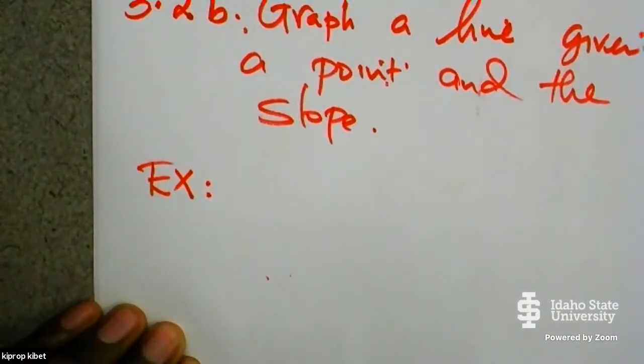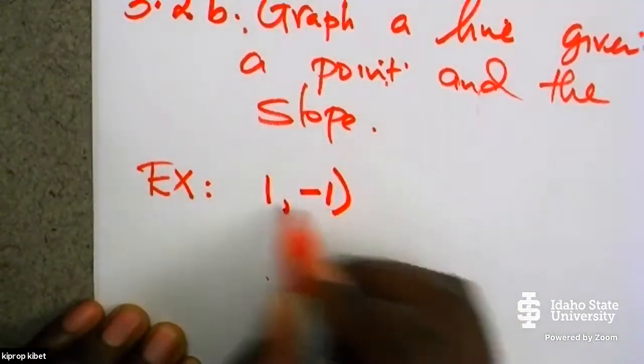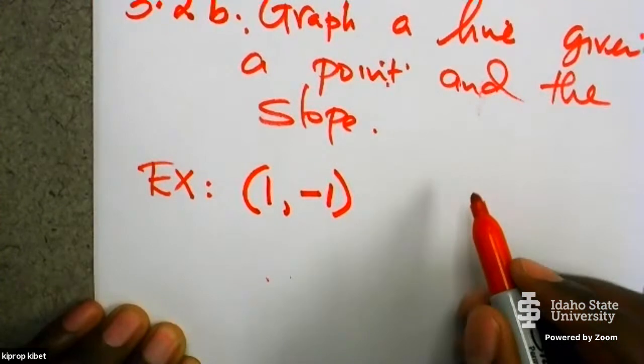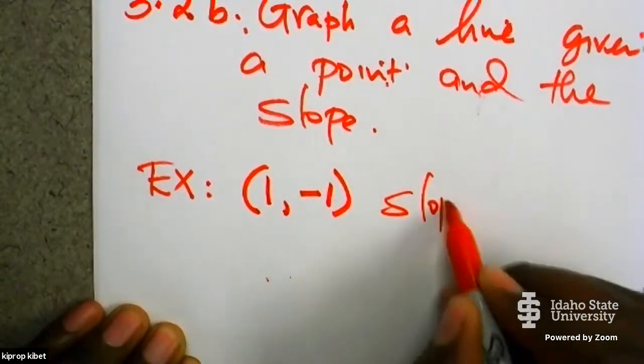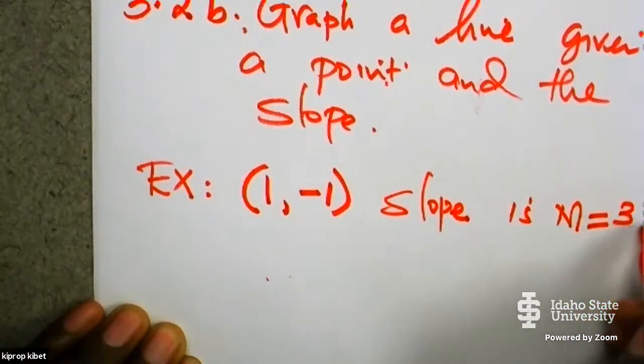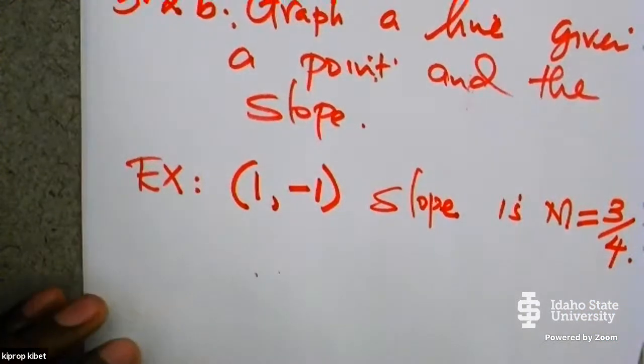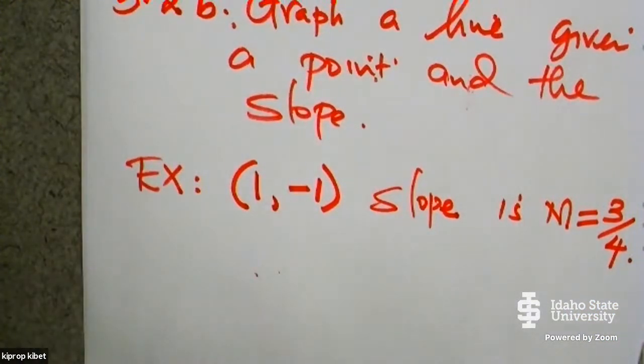Graph the line passing through the point 1, -1, whose slope is m equals 3 over 4. Graph the line through this point, and the slope is this.